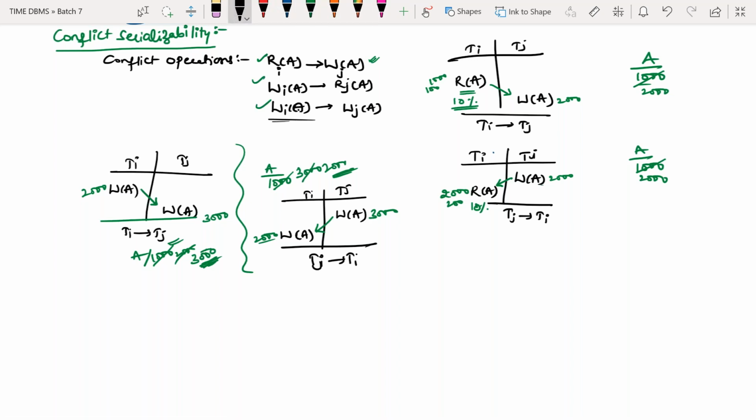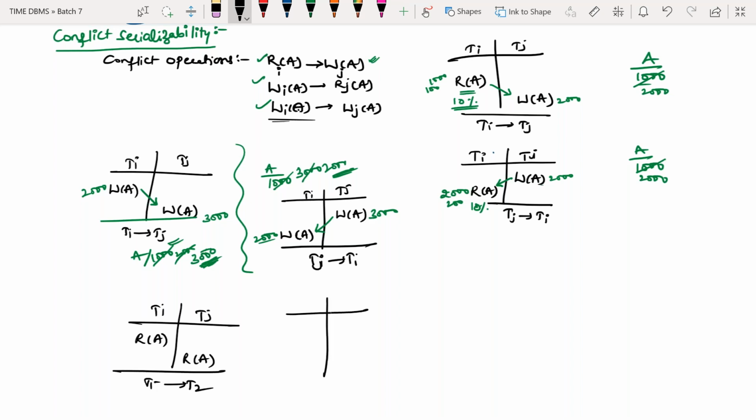Then you may ask me a question, sir, what about read read? Look, if two transactions are reading the value of A, read A, write A, it is in the order from Ti to Tj, or else it is in the order from Tj to Ti. Either this order or that order. Suppose the value of A is 1000. Now what value of A is read by Ti?